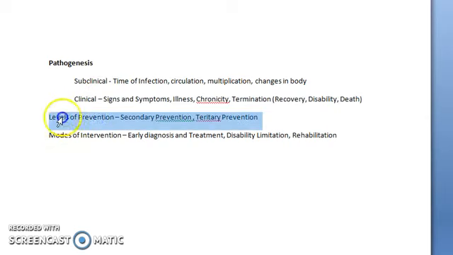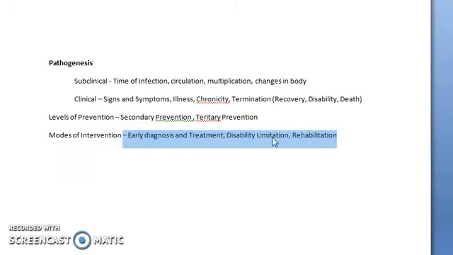What are the levels of prevention? Secondary prevention and tertiary prevention can happen here. Modes of intervention will be early diagnosis and treatment, disability limitation, and rehabilitation. The other three modes of intervention. But basically in the natural history of disease, this intervention will not be there. But if you want to have intervention, then you will have to have these three interventions in the pathogenic phase.